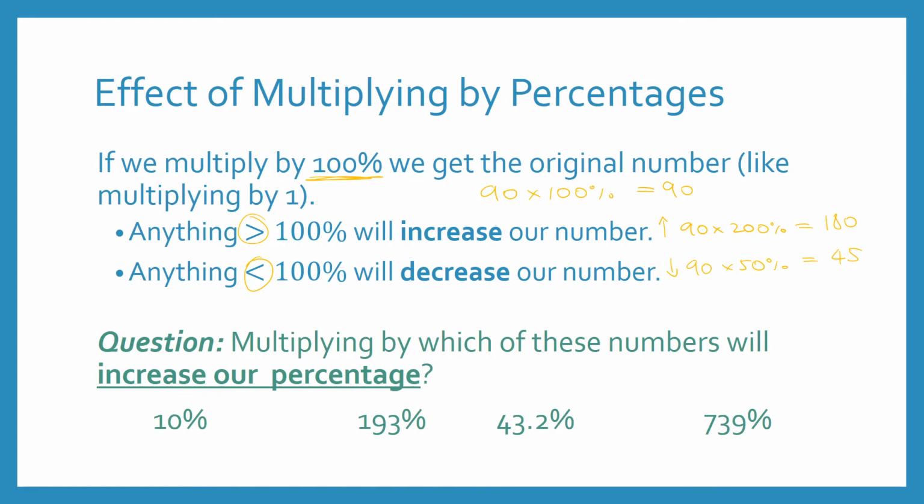So, which of the following four numbers would increase our number if we multiplied by it? Okay, so to answer this question, we need to look above, and we want to increase our number. So increasing, we want numbers bigger than 100%. So the numbers down here bigger than 100% are this one and this one. 10% is less than 100, so it's not that. And 43.2 is also less than 100.